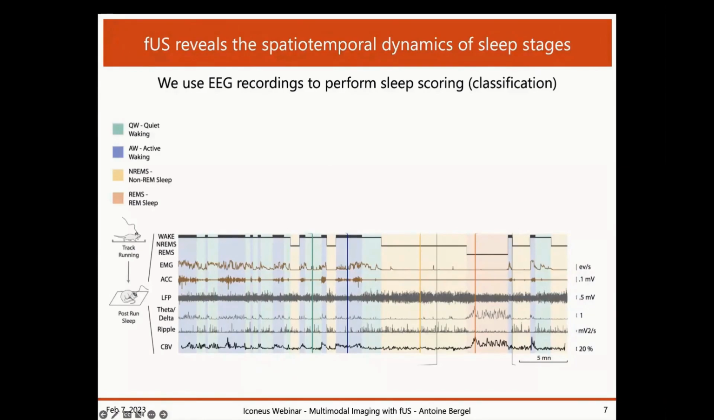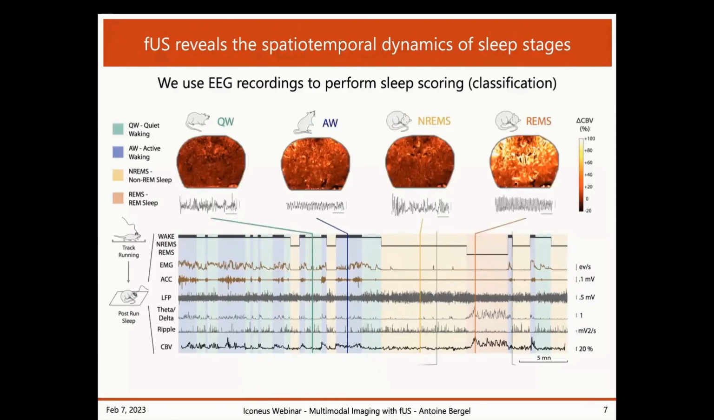So to monitor this, we have a bunch of sensors. We can monitor EMG, electromyogram, so that's the muscular activity in the neck. We have a miniature accelerometer. We have the LFP that I already introduced. And using standard sleep scoring methods, we are able to discriminate between 4 states. These are the different colors. Green is quiet wake, blue is active wake, yellow is non-REM sleep, and red is REM sleep.